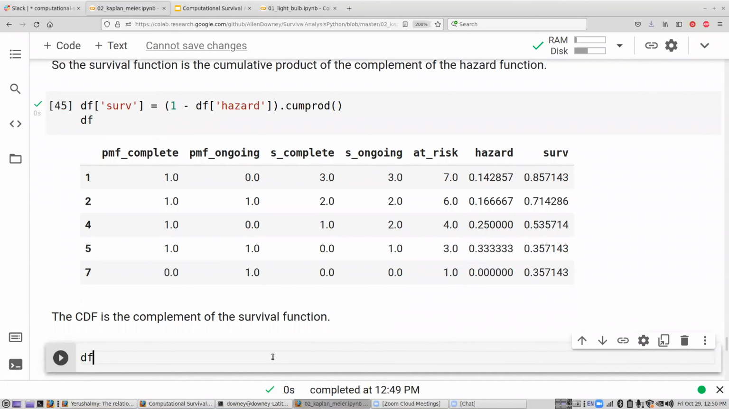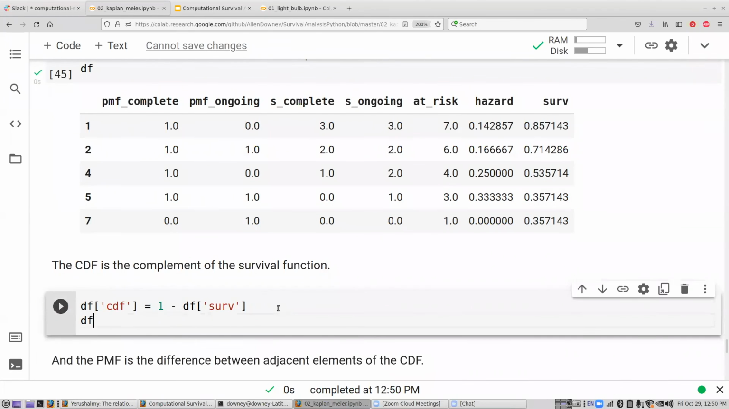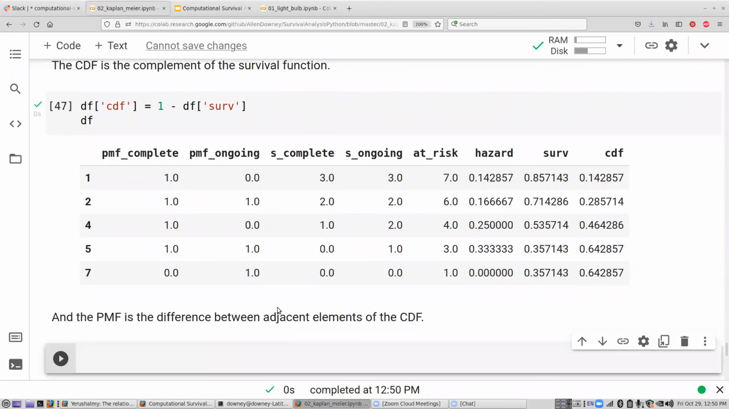Once I have the survival function, I can compute the CDF, which is the complement of the survival function, and display the data frame. And once I have the CDF, I can make the PMF. Now remember that the CDF is the cumulative sum. So to go in the other direction, I'm going to use diff. And I'm going to use np.diff.